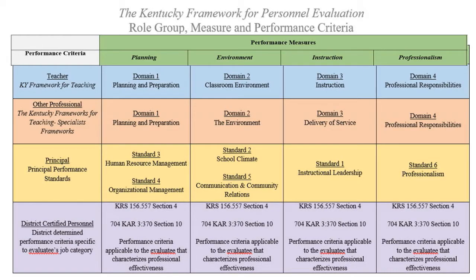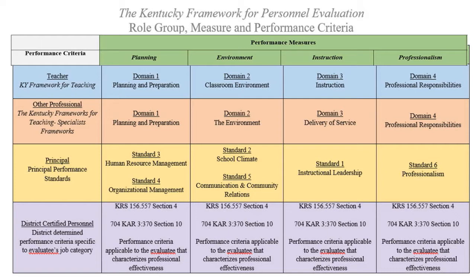So the regulation defines a few things for you and leaves some things to your discretion. For example, you must use the performance criteria as they are provided for you. However, on the bottom row of the graphic that you see, you also must determine the performance criteria for the district certified personnel and how those align to the 4 measures.